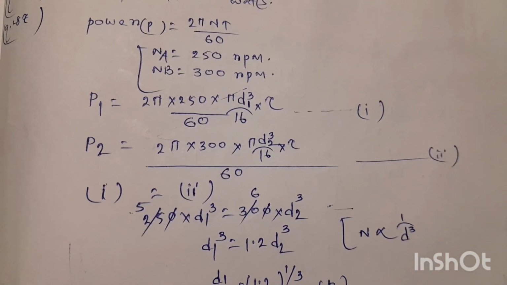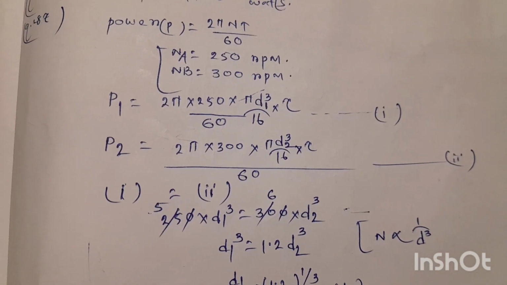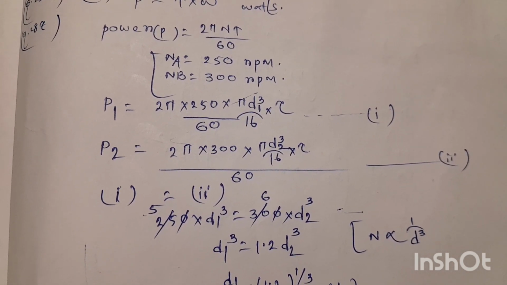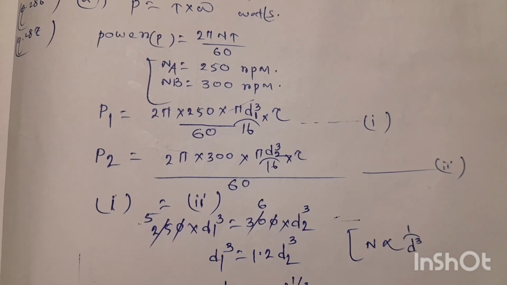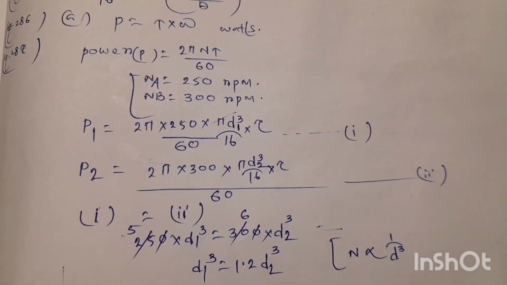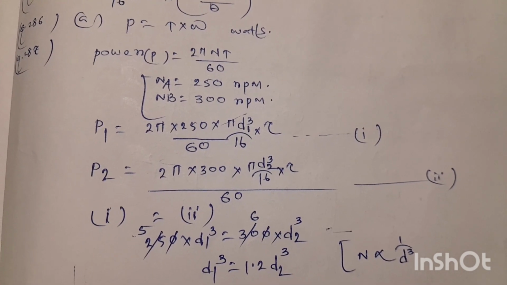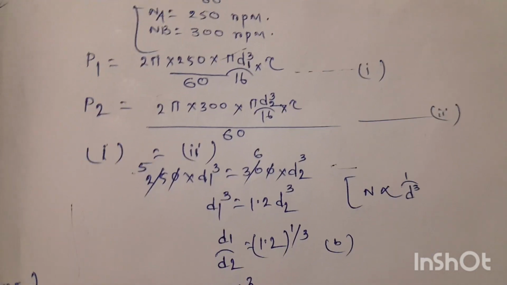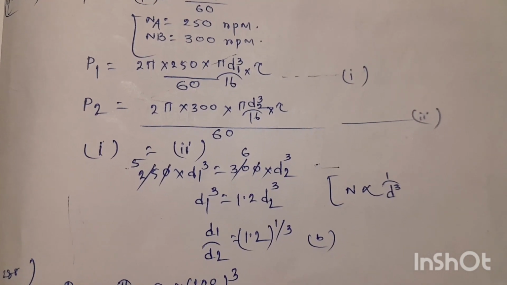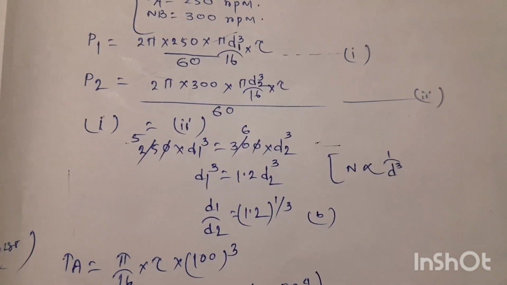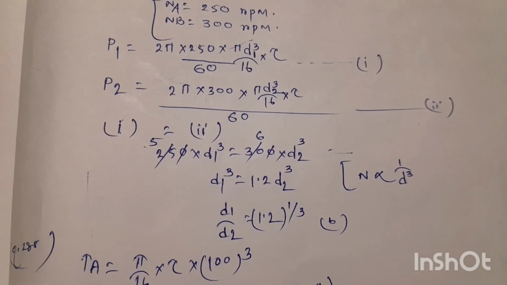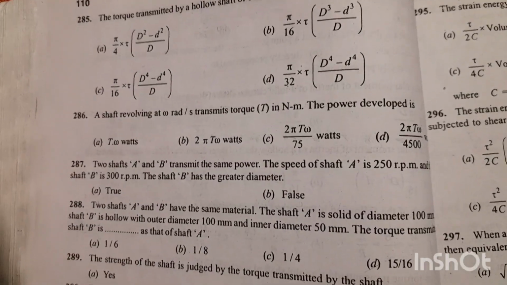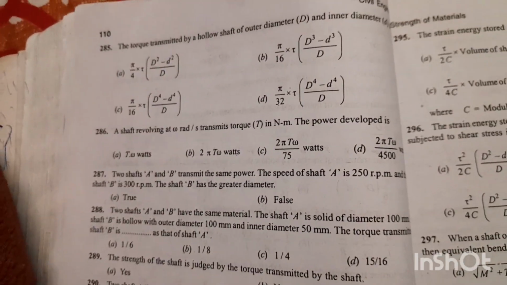and the power P2 for shaft B will be equal to 2 pi into 300 into pi d2 cube by 16 into tau divided by 60. So equation 1 will be equal to equation 2 because the power is the same for both the shafts. If we equate equation 1 and equation 2, we will get d1 divided by d2 equal to 1.2 to the power 1/3. So for question number 287, option B is the right answer.